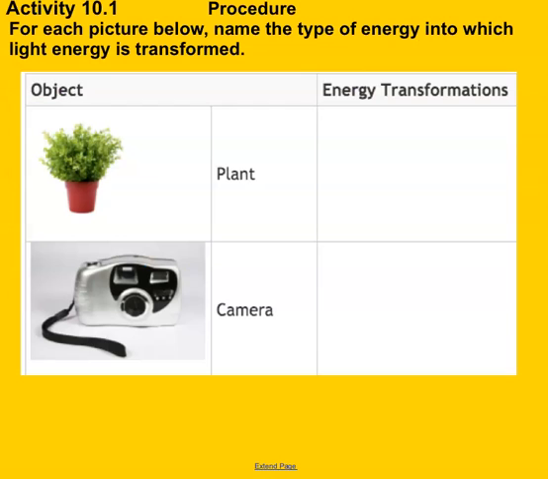So what I want you to do today, when you look at your book, it says, for each picture below, name the type of energy into which light energy is transformed. So you're going to go ahead and do this, and obviously if you're watching this video, you're doing this on your own. So when you look at a plant, light comes down, it strikes the plant. That plant converted that light energy into what type of energy? Now, it could be one type or it could be multiple types for some of these.